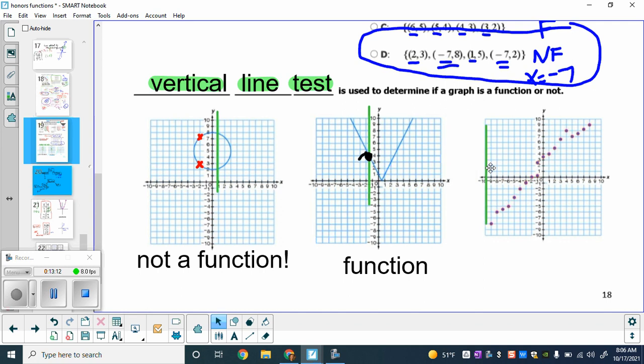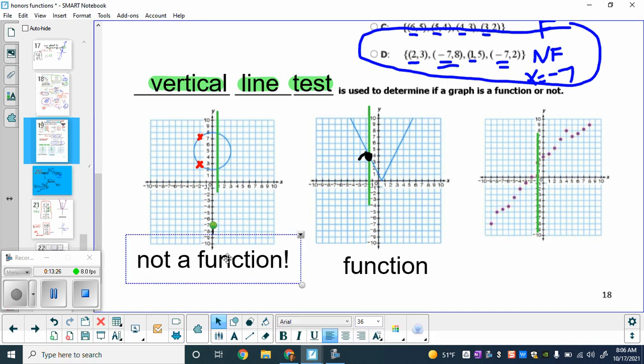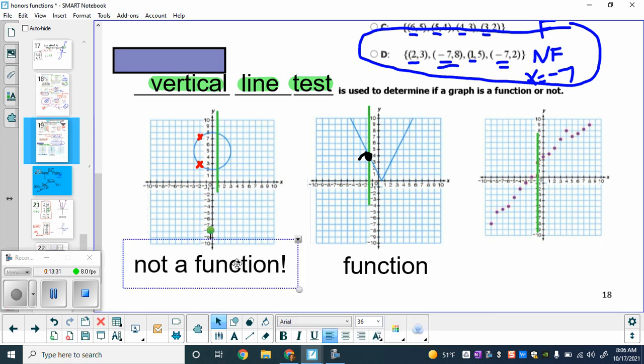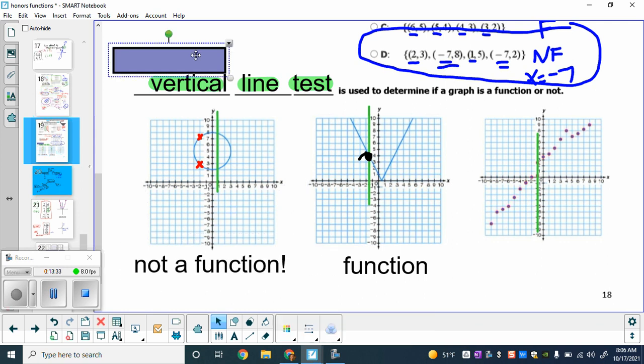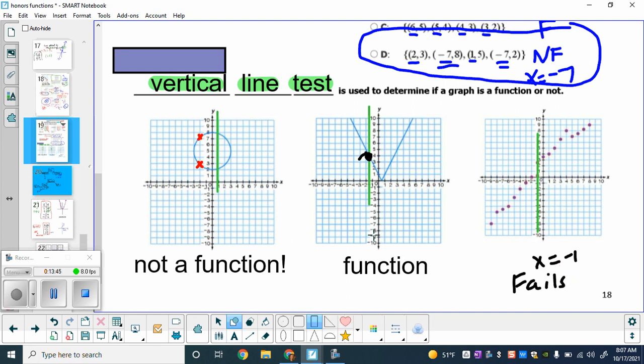And then for this last one, if I make this go through all these points, it's only hitting once so far everywhere I go, even here. Oh, but right there at x equals -1, it fails. So this one is also not a function. Oops, sorry, I was trying to copy and paste that. Oh well, not a function, and it fails at x equals -1. Not a function.